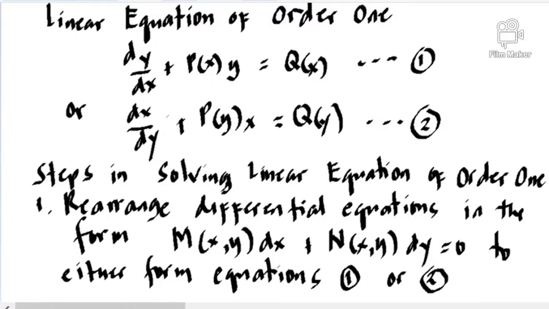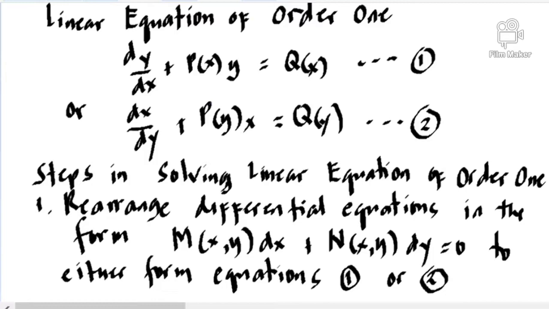Ang linear equation of order 1 ay nasa form siya na dy over dx plus p of x y is equal to q of x, or pwede mo siyang gawing dx over dy plus p of y x is equal to q of y. Di ba nga, ang differential equation is in the form M(x,y) dx plus N(x,y) dy is equal to 0. So, ito yung mga steps in solving linear equation of order 1.